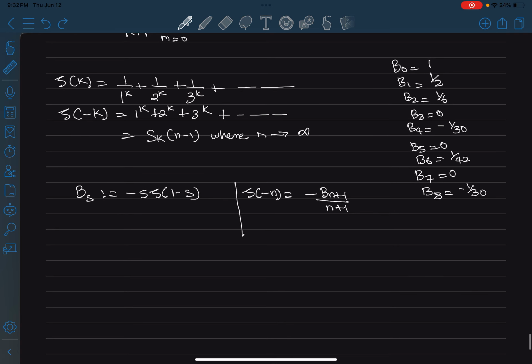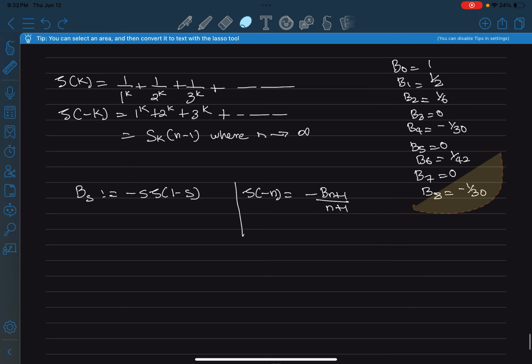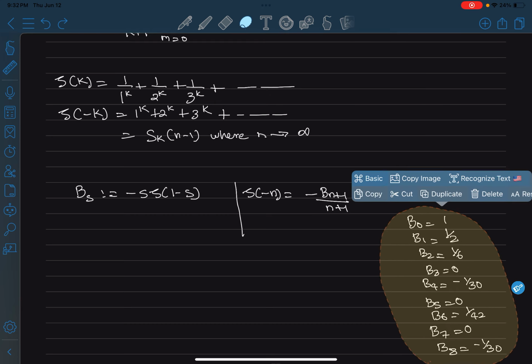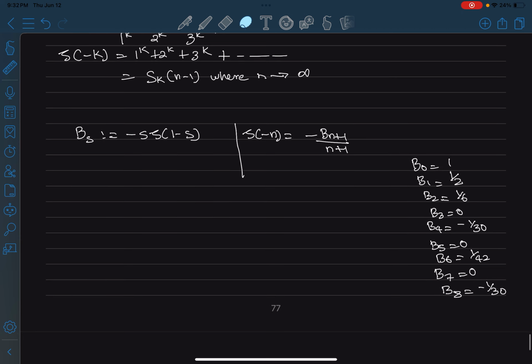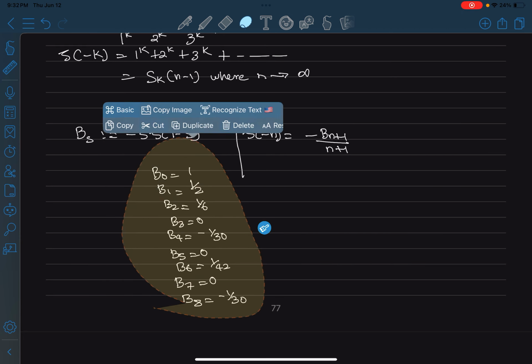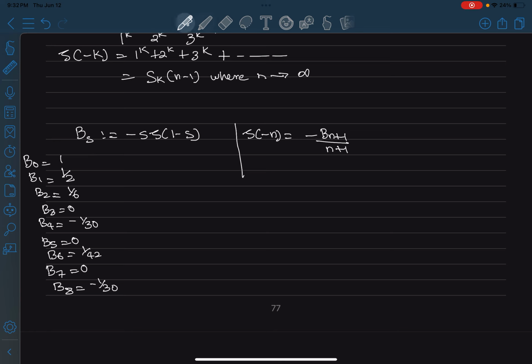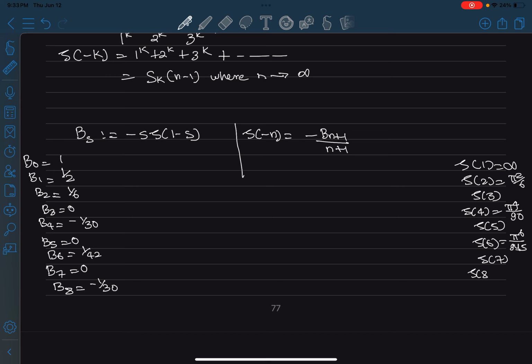Before we go there, we already know these known Bernoulli numbers. Let me also talk about the known zeta values, and then we are good to go. We already know that zeta of 1 is infinity, zeta of 2 is pi squared by 6, zeta of 3 is just zeta of 3, zeta of 4 is pi to the power 4 by 90, zeta of 5 is just zeta of 5, zeta of 6 is pi to the power 6 by 945, zeta of 7 is just zeta of 7, zeta of 8 is pi to the power 8 by 9450, and so on.